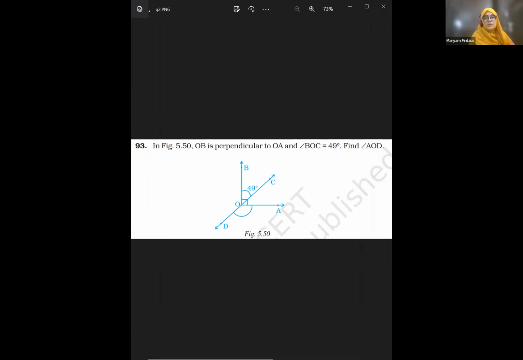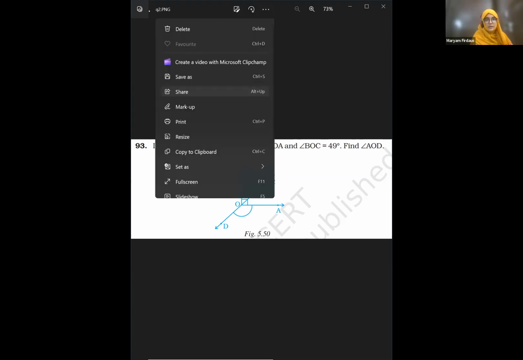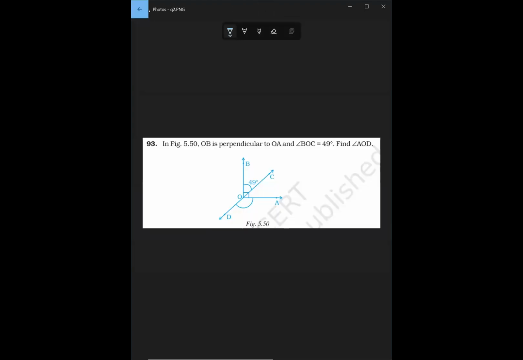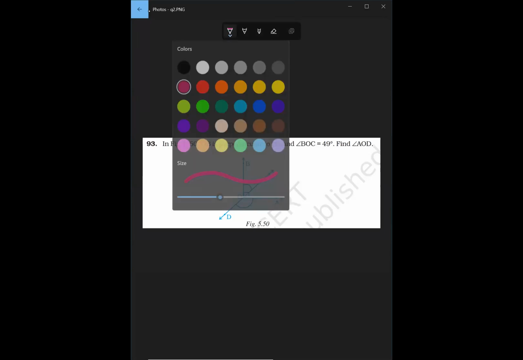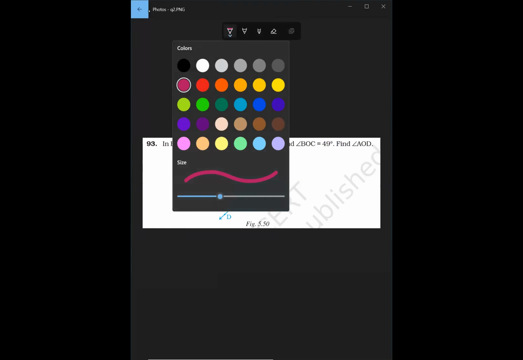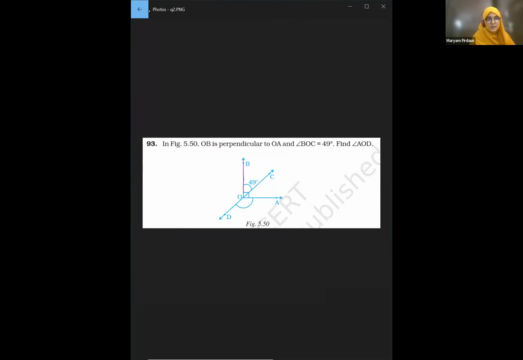See, can you see this? Wait a minute. Let me get my pen. Okay, there it is. Can you see this? This is OB. And OA is this. This is OA. They are telling you that they are perpendicular. Perpendicular means 90 degrees, right angle. Okay, and they have even shown it.